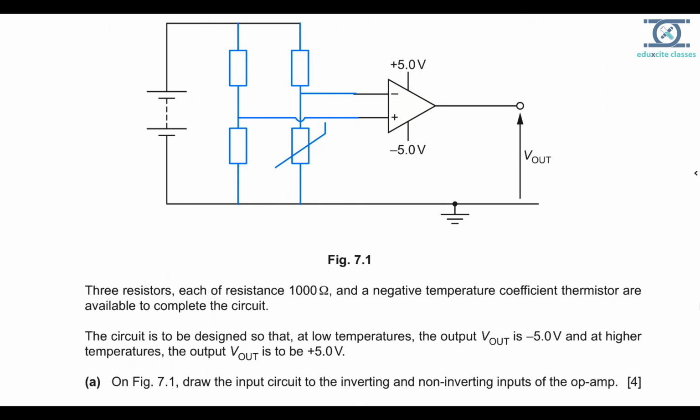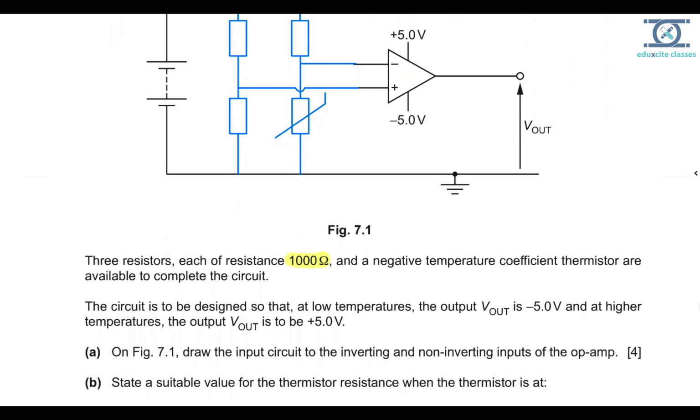It is mentioned that we are provided with 3 resistors, each having a resistance of 1000 ohm, and a negative temperature coefficient thermistor is also available. The circuit is to be designed so that at low temperature, this is the main point, the output should be minus 5 volt, and at higher temperature the output should be plus 5 volt.